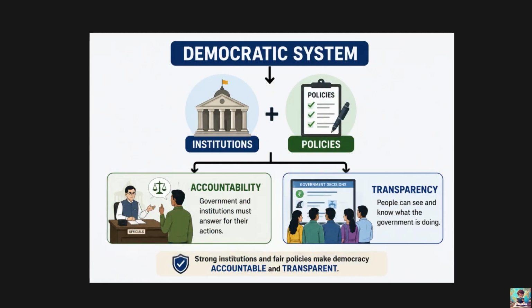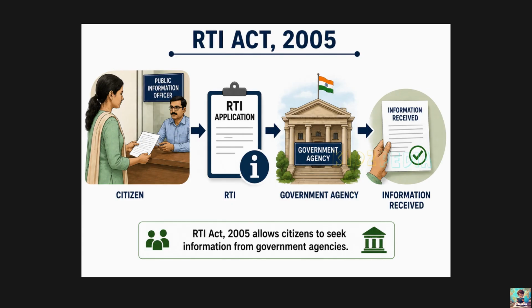Now, what is transparency? Transparency means that the government should be open about its work and citizens should be able to get information about what the government is doing. One important example is the Right to Information or RTI Act 2005. Under this, citizens can seek information from government agencies. When citizens can question the government and get information about its work, they can better understand and evaluate its actions. This continuous involvement of citizens makes democracy stronger and helps to build trust between the government and the people.